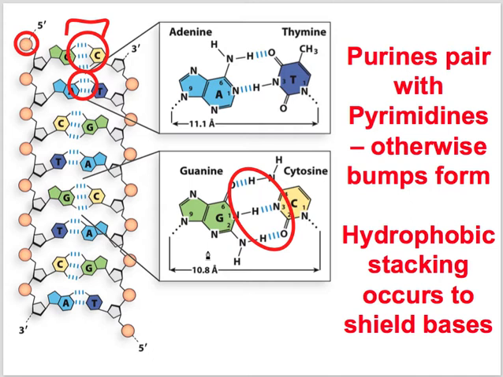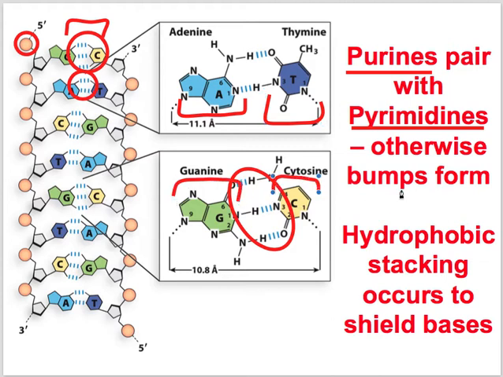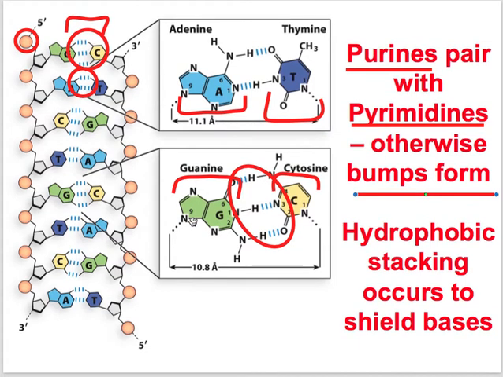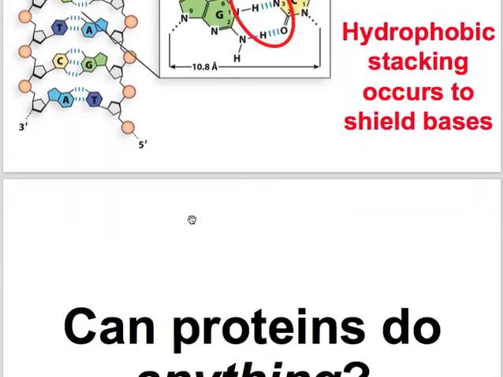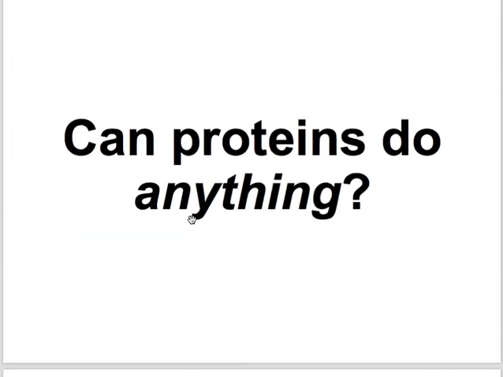I think right now we're calling this Chapter 4 for proteins, but this is just a good review here. And again, purines pair with pyrimidines because you need a double with a single right here. You need a double with a single right here too. Otherwise, bumps are going to form. If you pair a guanine with an adenine, a big gash is going to form in the DNA, and that's going to alert your cells that they're bad.